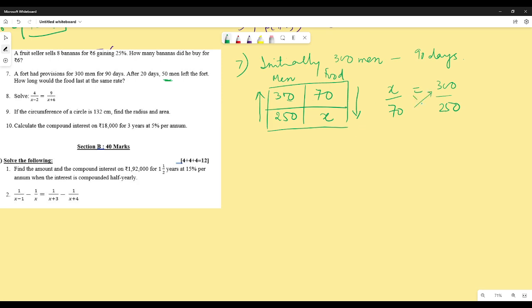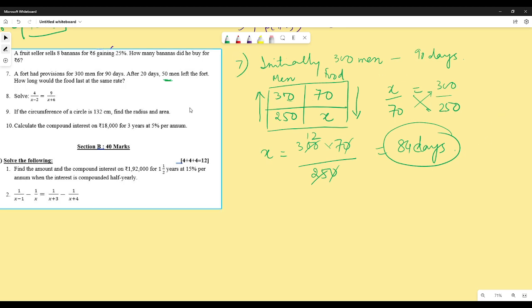So now all that is left is for you to do the cross multiplication, and you get the value of x as x equals 300 into 70 by 250. So we take off this zero and 25, how many times is it? 12 times is 300. So the total answer would be 84 days. This is what your answer should come up to. So if there are 250 people, then the food is going to last for 84 days.